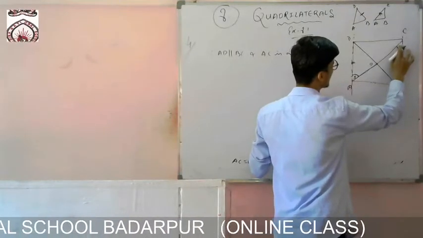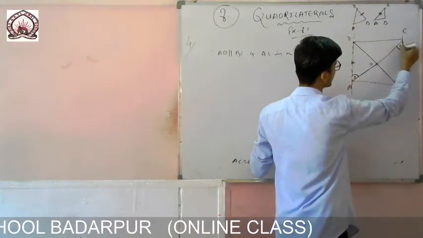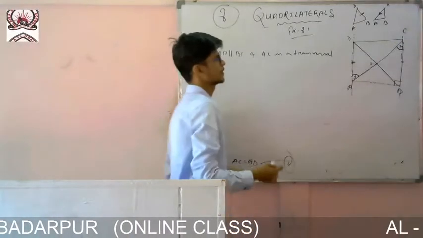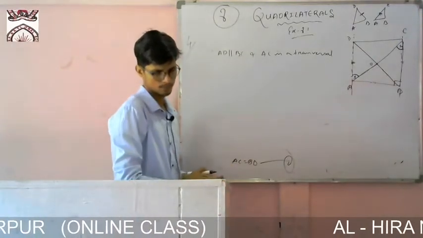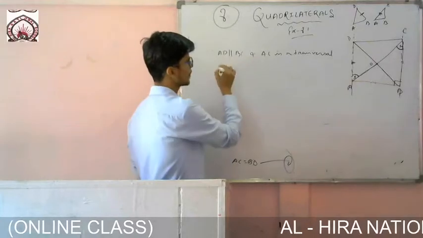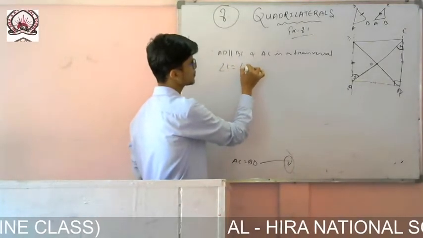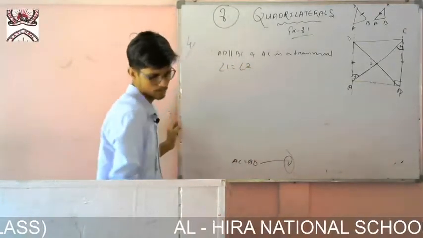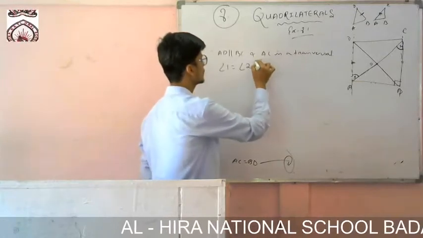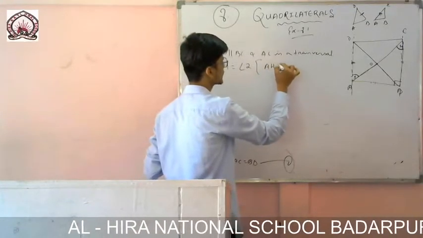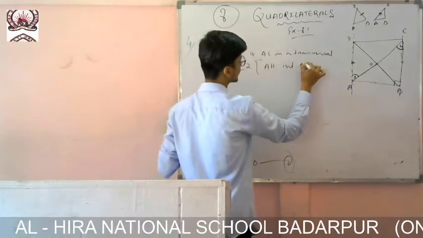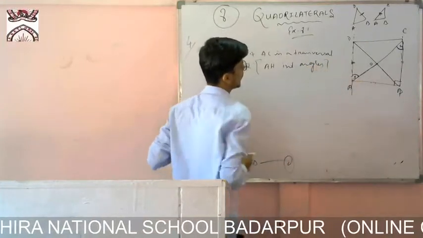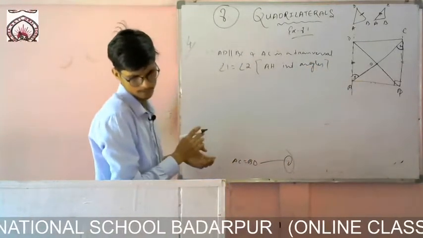So rather than writing angles A, B, C, I will write it directly, so there is a little less confusion. I can write angle 1 is equal to angle 2, and this one will be alternate interior angles.